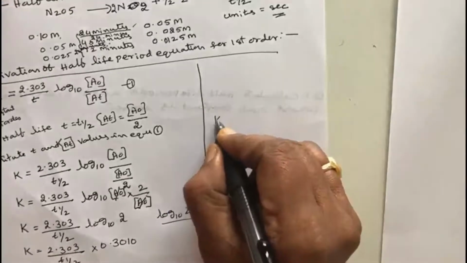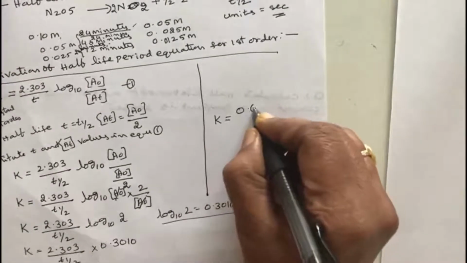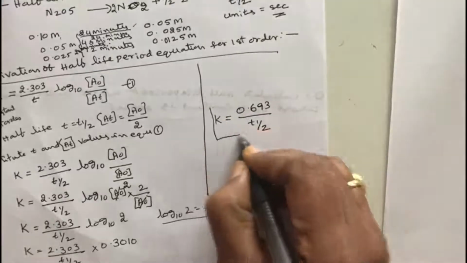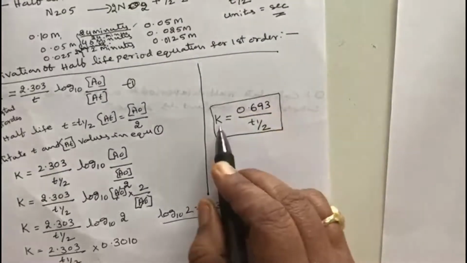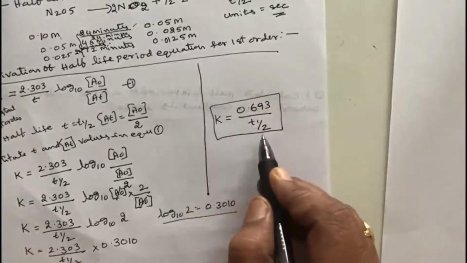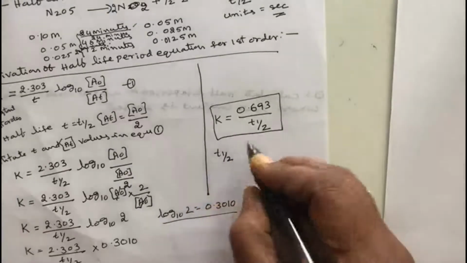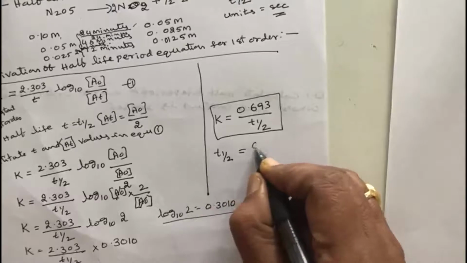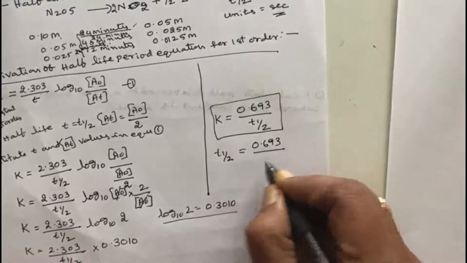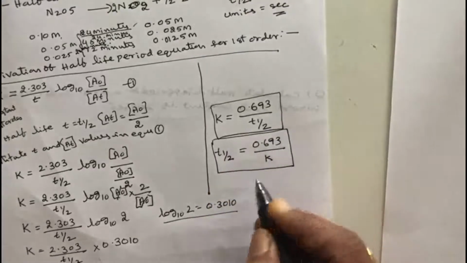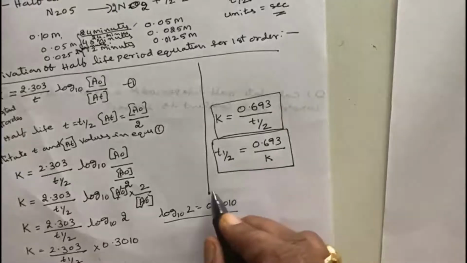Now multiply the values 2.303 with 0.3010. We get the value K equal to 0.693 by T half. This is the relation between the rate constant of first order and the half-life of the reactant. Now we write the equation for half-life. T half is equal to 0.693 by K. This is the half-life period equation for first order reaction.